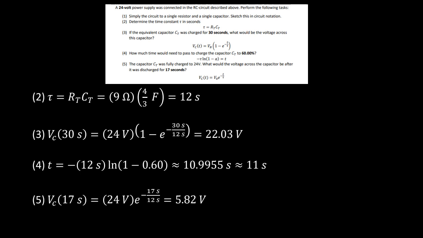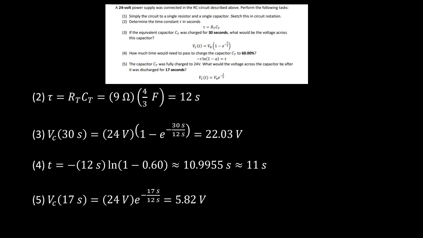Question 3 would be, if the equivalent capacitor CT was charged for 30 seconds, what would be the voltage drop across the capacitor? The formula is the voltage drop across our capacitor after a certain amount of charging time is equal to, since we're charging it, the power supply voltage times the quantity 1 minus e raised to the amount of time we were charging it, divided by our time constant. So only use this formula if you're charging a capacitor.